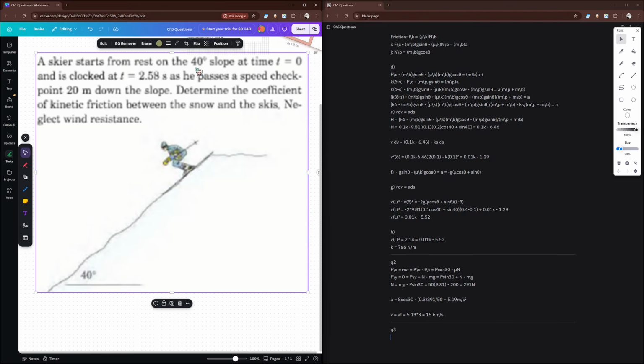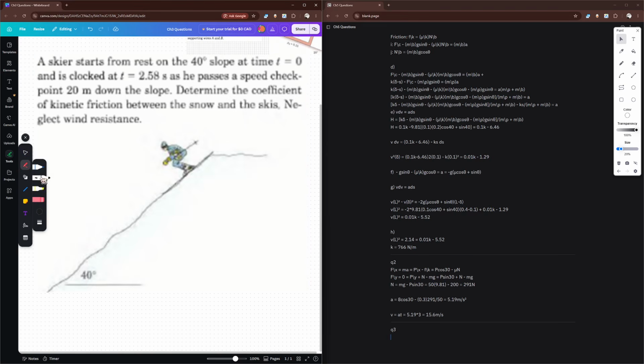He ends clocked at t equals 2.58 seconds as he passes a speed checkpoint 20 meters down the slope. Determine the coefficient of kinetic friction between the snow and the skis. Neglect wind resistance. So, let's do some fun stuff.